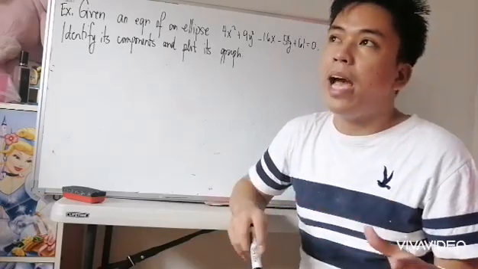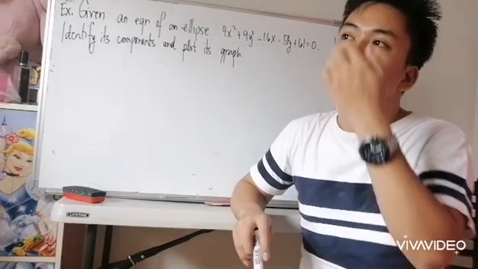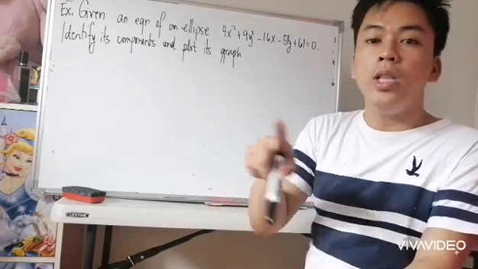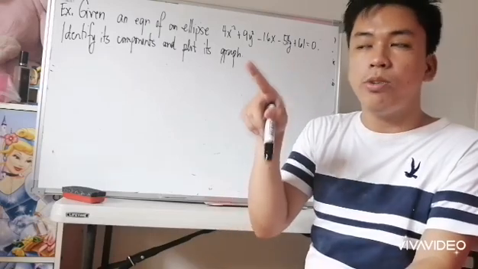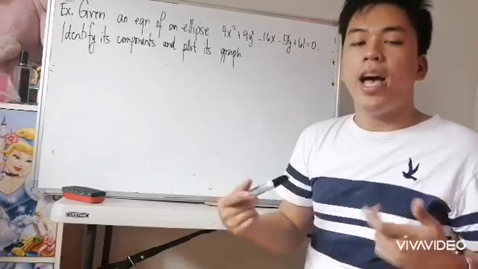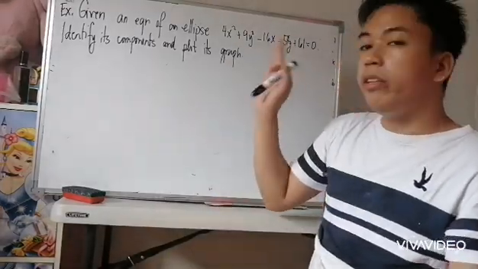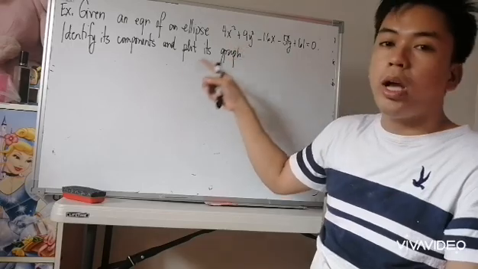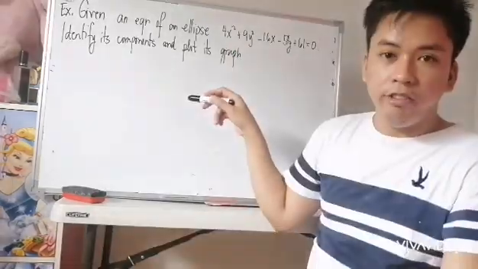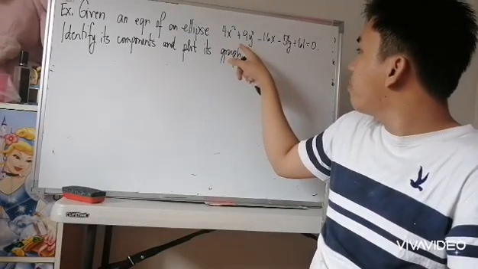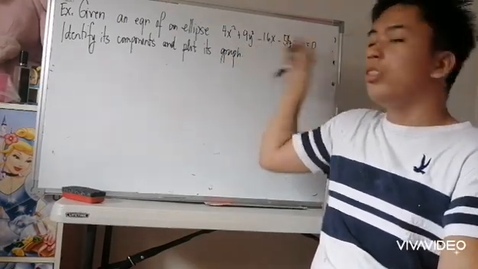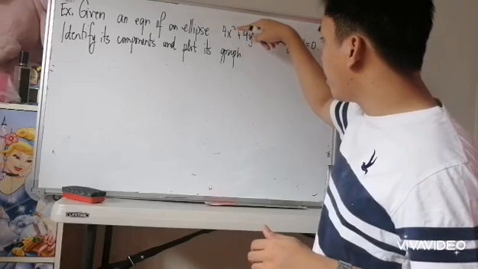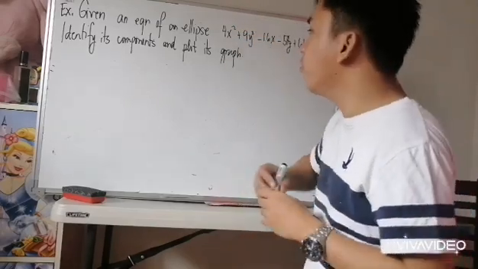Okay, let's recall last time that in order for us to identify if the equation is a parabola, we have to check the variables. So the variables are x and y. Only one of them should bear the highest degree of 2, either x or y, and the other one should have the highest degree of 1. In this case, you check all the variables, x and y. Both of them have the highest degree of 2, and they're both positive, regardless of the other terms. So this is an equation of an ellipse, since the highest degree of x is 2, the highest degree of y is 2, and both are positive.